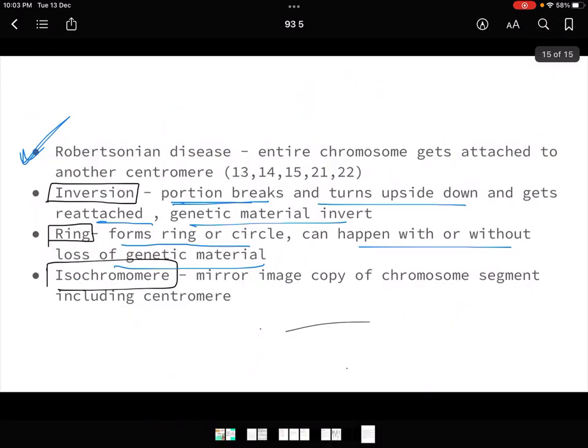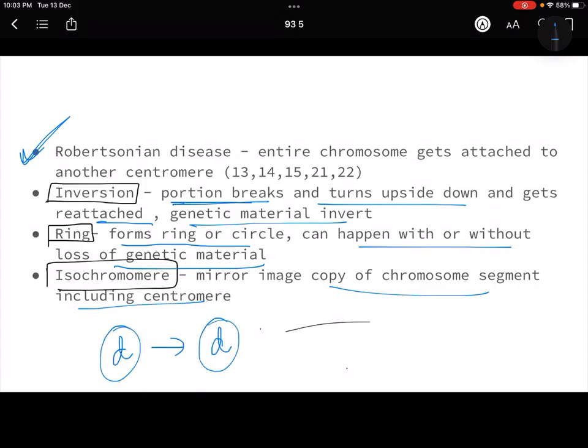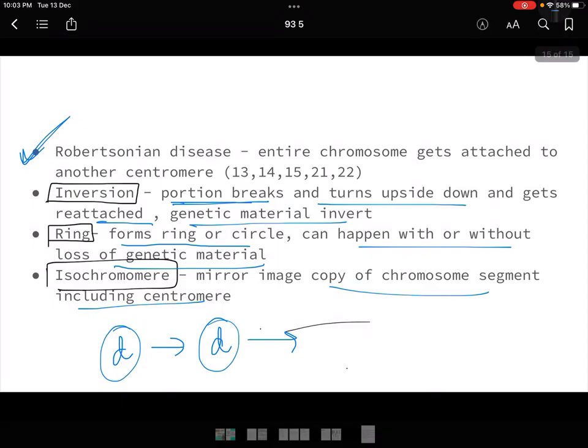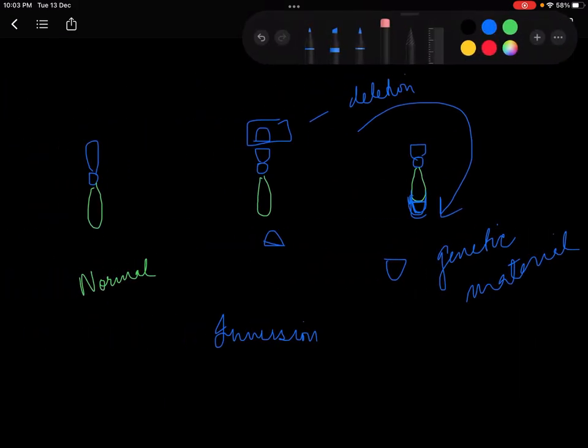And then comes isochromosome. Now in isochromosome, what happens? A mirror image of the chromosome including the centromere. Now just understand what happens. There is deletion of one arm, then there is duplication of the other arm, and then it reattaches itself. I'm sure you have not understood this yet. I'll just tell you what happens. Don't worry.